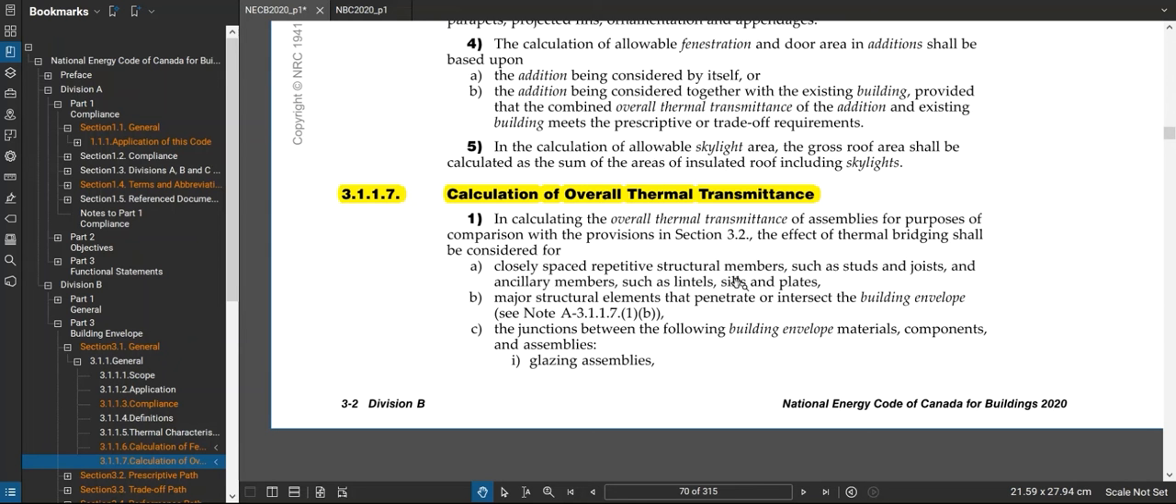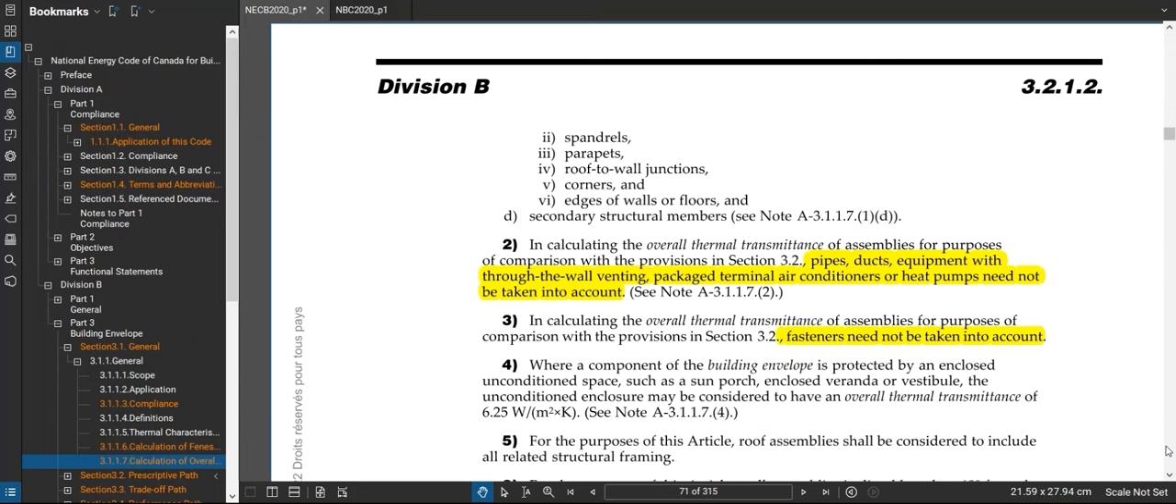So basically it's saying, every stud in the wall has to be considered in the calculations. As an example, thermal bridging for any major structural elements that penetrate or intersect the building envelope need to be considered as well. And importantly here, the junctions between building envelope materials and components and assemblies. So, glazing assemblies, spandrel panels, how parapets meet walls, and roof-to-wall junctions and corners, might have more studs in it and this type of thing. And all that has to be taken into account is basically what it's saying.